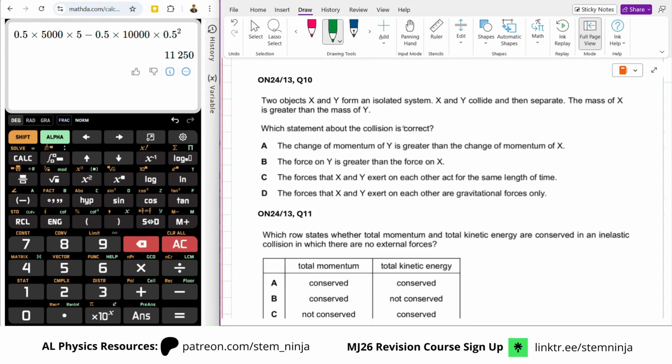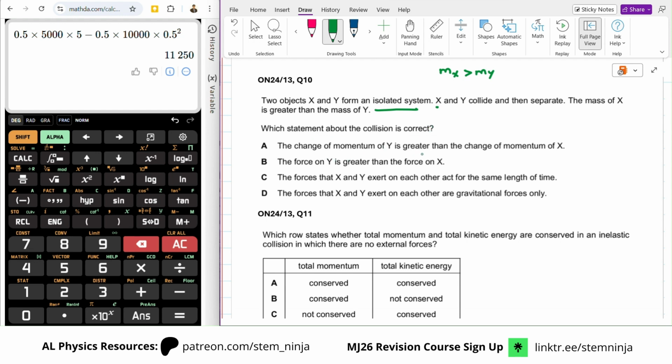Okay, all right. Two objects x and y form an isolated system. That means you can use the principle of conservation of momentum. X and y collide and then separate. The mass of x is greater than the mass of y. Which statement about the collision is correct?